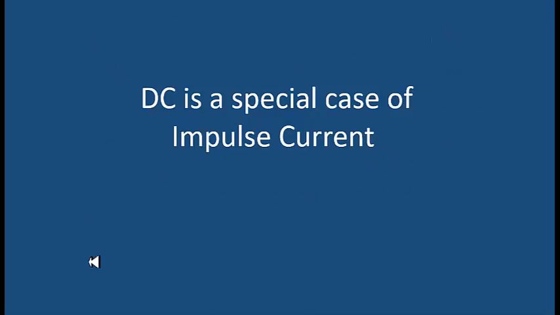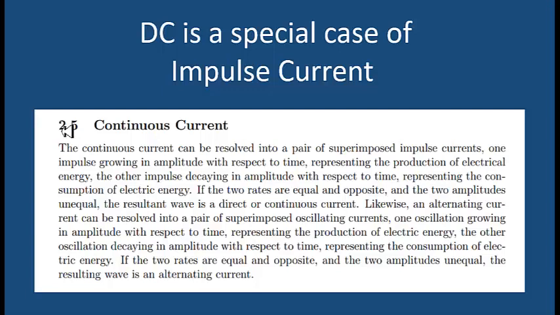So let's see what Eric Dollard has to say about this. In section 2.5 of his paper, Continuous Current, he says the following: the continuous current can be resolved into a pair of superimposed impulse currents, one impulse growing in amplitude with respect to time, representing the production of electrical energy, the other impulse decaying in amplitude with respect to time, representing the consumption of energy.